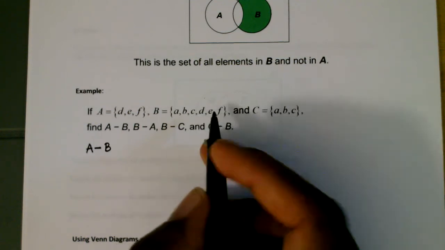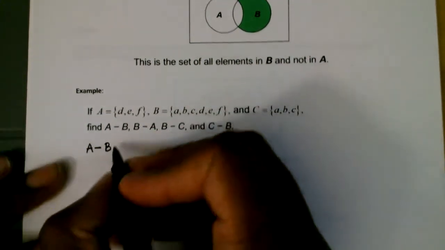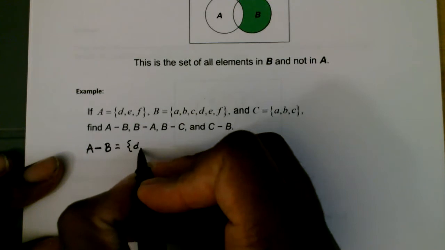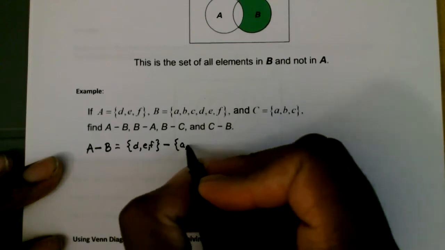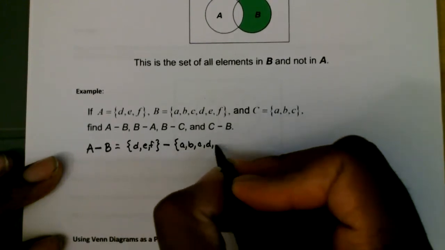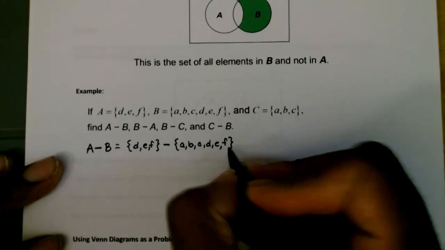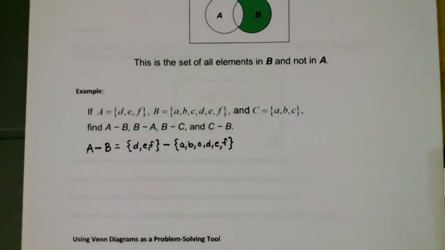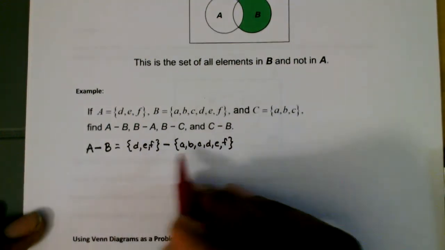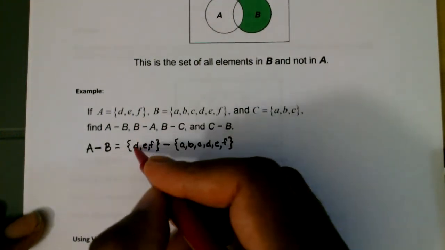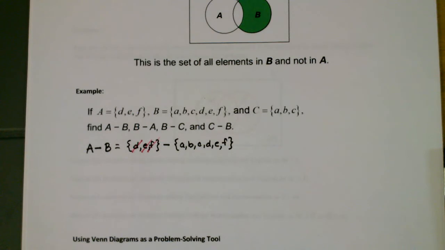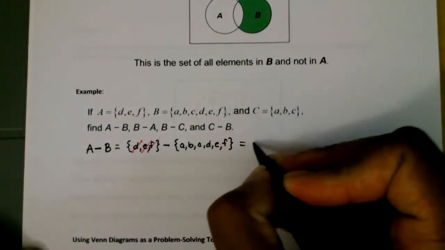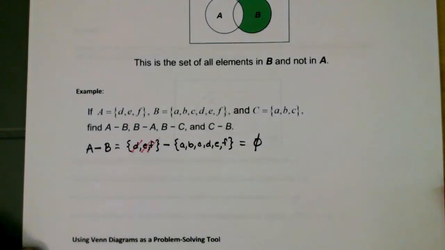Now, let's think about this for a moment. If I write this out, A has the elements D, E, F, and then B has the elements A, B, C, D, E, F. That means I'm taking away elements in A that are in B. If I take away the D, and then the E, and then the F, I'm left with nothing, which is going to end up being the empty set.